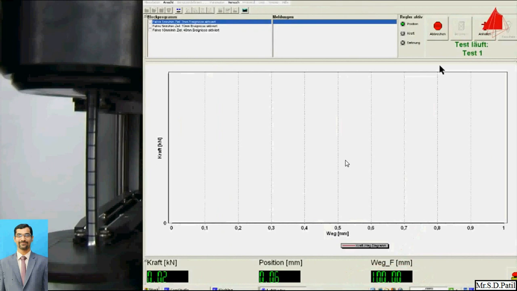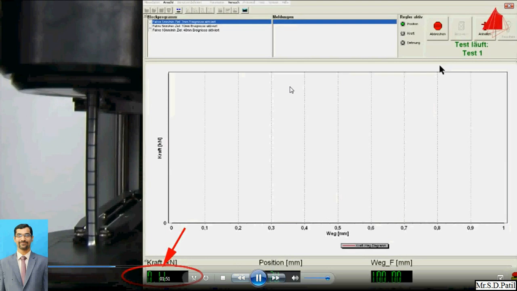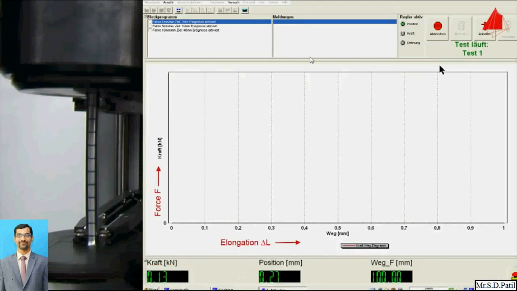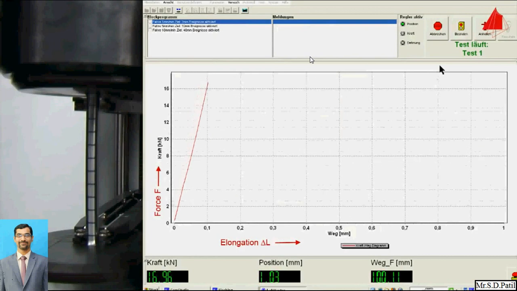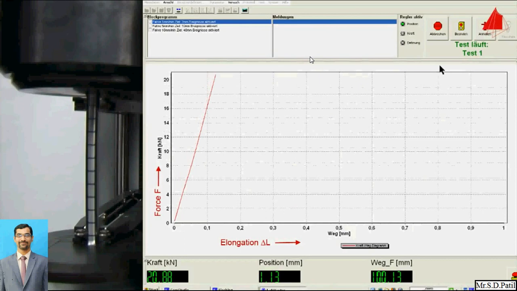Now in this software, we can see how much is the deviation in mm and how much force has been applied. Gradually this force is increased, as shown over here. The force is given in kilonewtons, and position in the sense of the deviation. This will be the curve formation. On the y-axis is the force F, and on the x-axis is the elongation of that particular component.